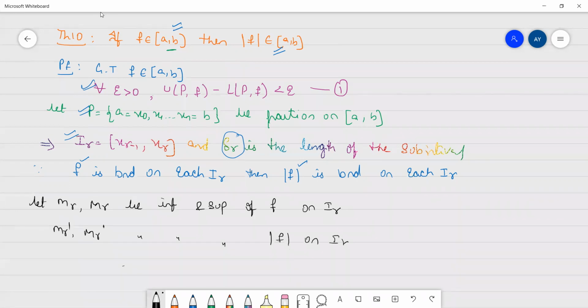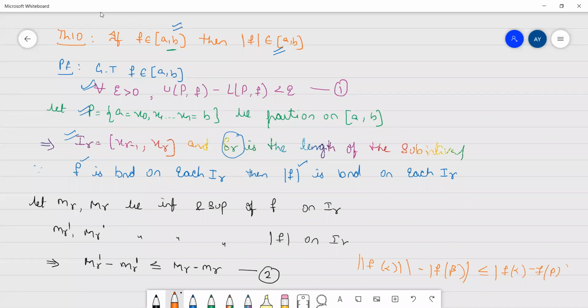Next, what is it that we have to do? What we have to find is that M_r' minus m_r' is less than or equal to M_r minus m_r. This is by the definition. Why are we writing it like this? Because earlier we have studied something like mod of f alpha minus mod of f beta is less than or equal to mod of f alpha minus f beta. Something with mod conditions will be written in the next step. Let us move into the next slide.